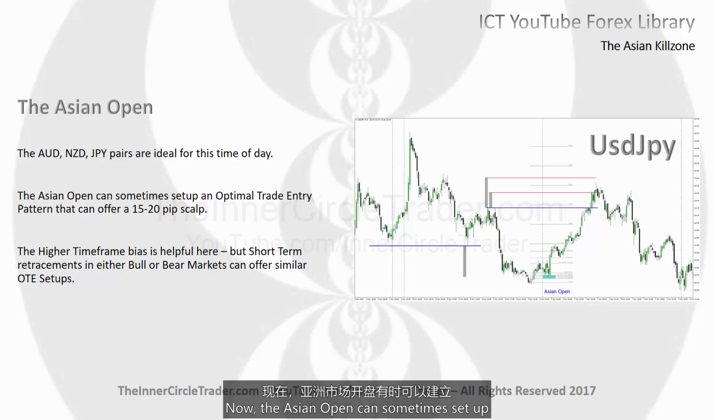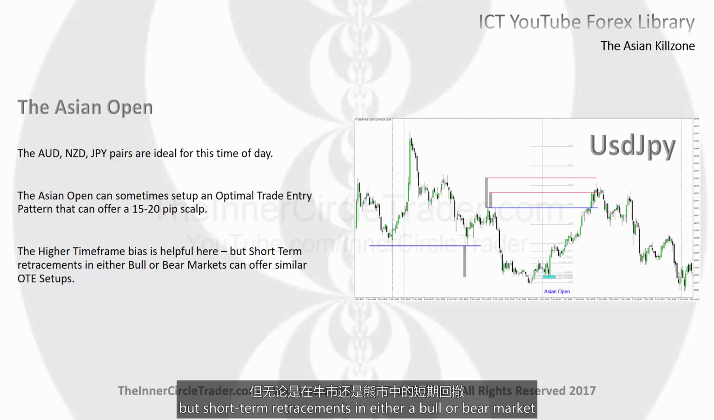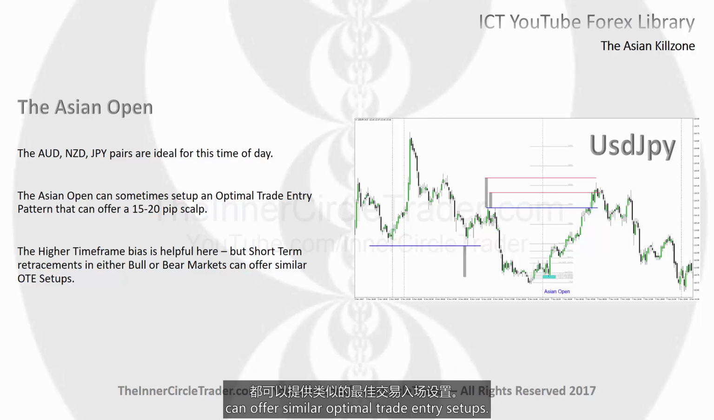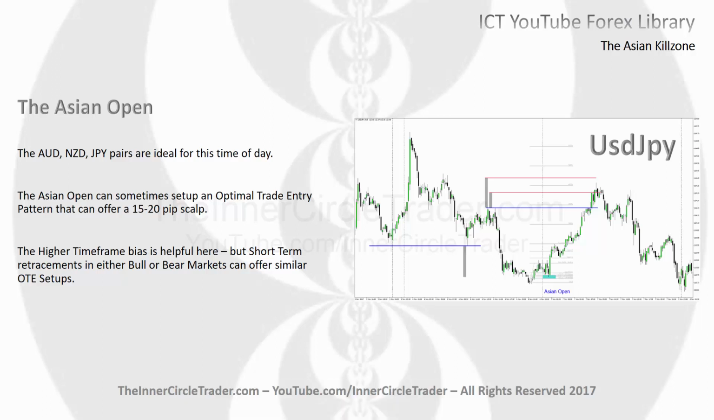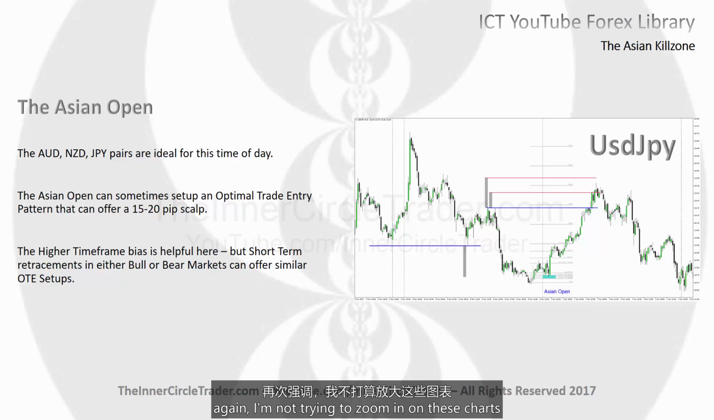Now, the Asian Open can sometimes set up an optimal trade entry pattern that can offer 15 to 20 pips for a scalp. The higher time frame bias is helpful here, but short-term retracements in either a bull or bear market can offer similar optimal trade entry setups. As an example here, this is the dollar-yen pair. And again, I'm not trying to zoom in on these charts because the details are not important at this point. I'm just trying to build up an overview of the specifics about the Asian session that are important right now, the salient points, if you will.